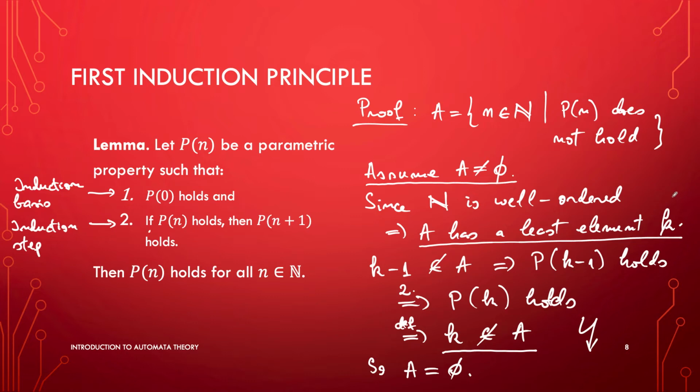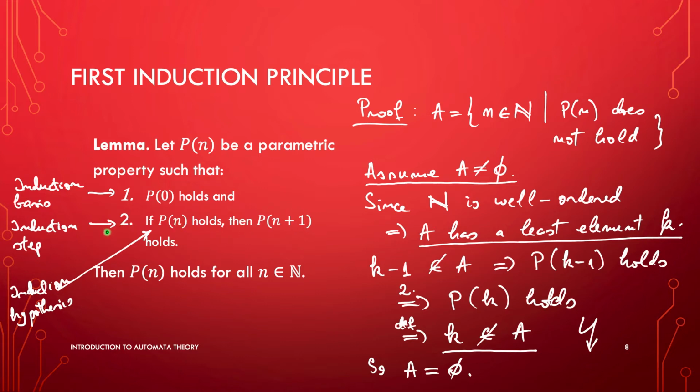This assumption P of n bears a name, and this is the induction hypothesis. So it's a hypothesis because you haven't proved, and you don't have to prove that P of n holds. You are assuming that, that's your hypothesis. If P of n holds, then you are going to show that P of n plus 1 holds.